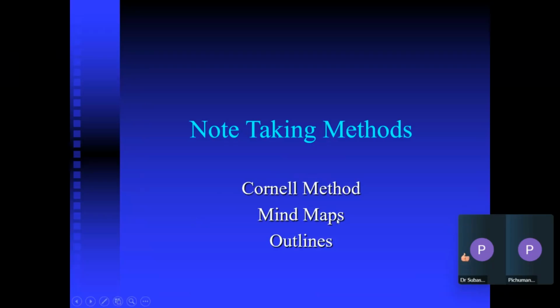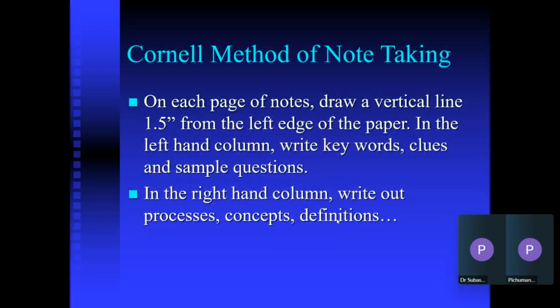Okay, fine. So the first method of note taking is called Cornell's method, okay. In Cornell's method, it allows you to split your notes paper into different parts, okay. In the center part you will write the notes. On the one side you will write important keywords, clues, and any sample questions, examples. At the bottom you will have a place for summary, okay.